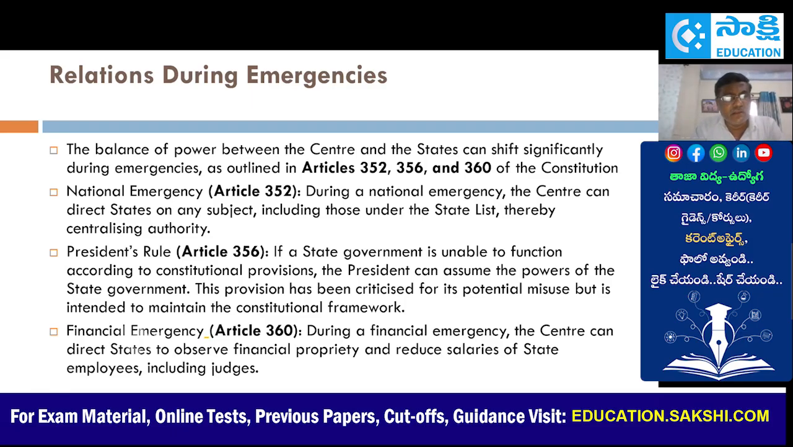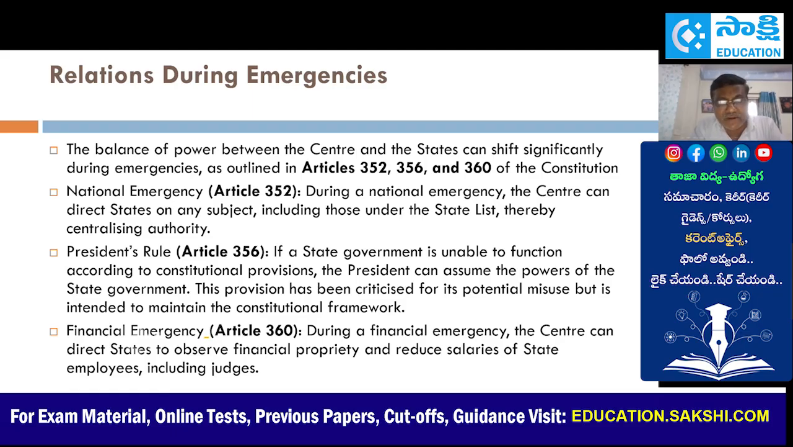And you might have heard about President's Rule also. Sometimes President's Rule is imposed by the Union government in some of the states, as we have seen in history. If a state government is unable to function according to the constitutional provisions, the President can assume the powers of the state government. This provision has been criticized for its misuse, but is intended to maintain the constitutional framework. This is about Presidential Rule, and it relates to Article 356.